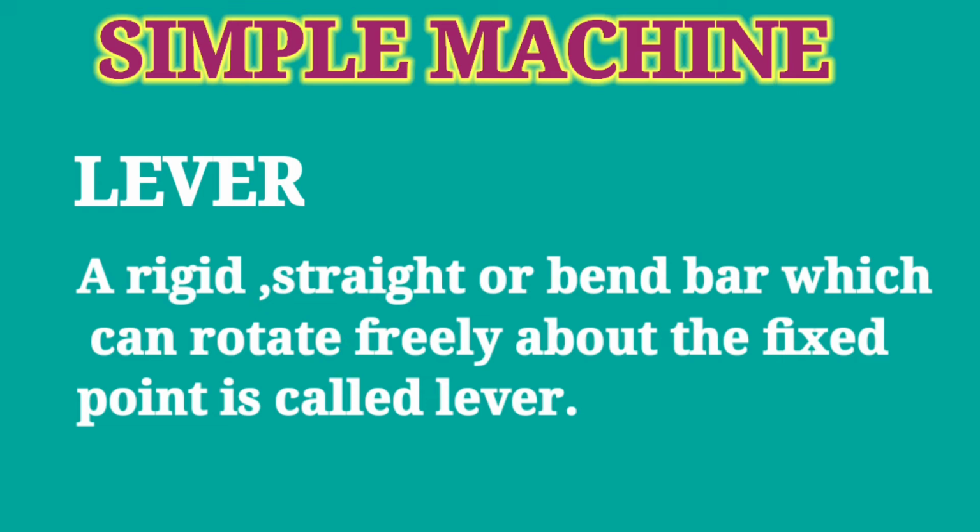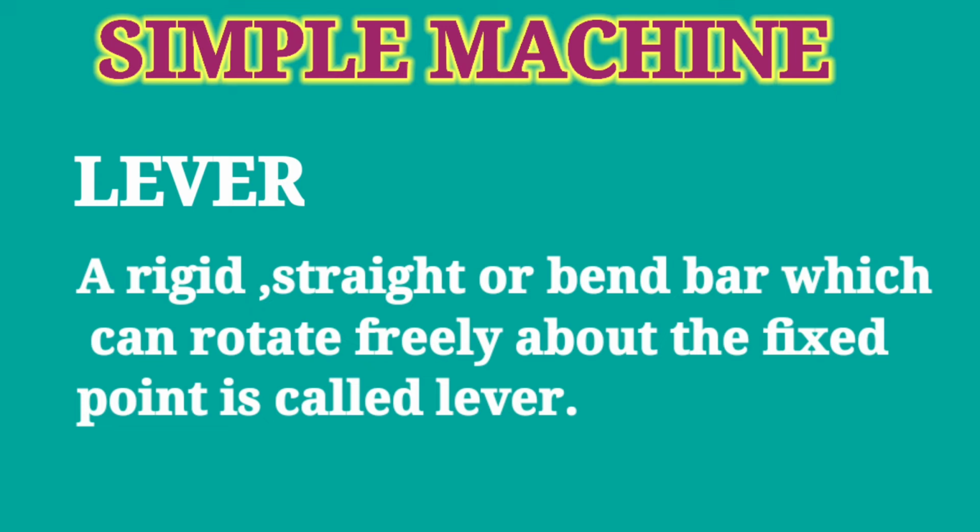Don't be confused by that. In a lever there is a fixed point from which it rotates, and that fixed point is called the fulcrum. But the whole structure, that straight or bent bar, is the lever, which we can use to lift a heavy load. That was all about the lever.